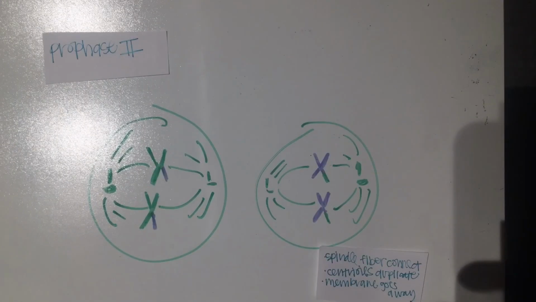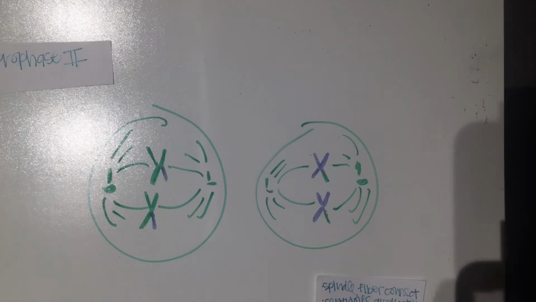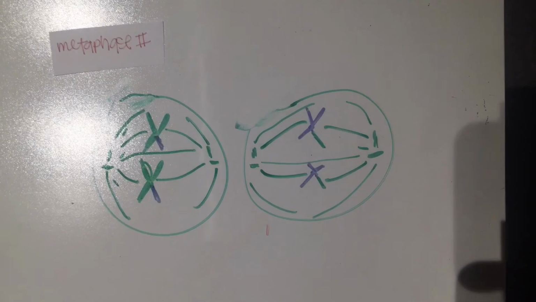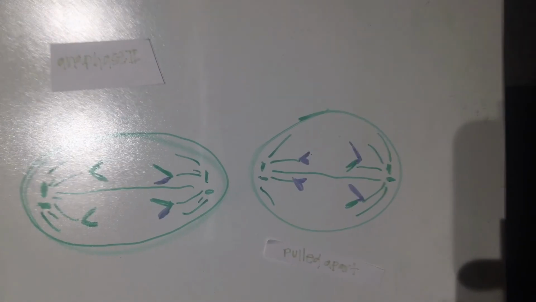Prophase 2, the membrane goes away and the centrioles duplicate. In metaphase 2, the chromosomes line up in the middle. In anaphase 2, the paired chromosomes get pulled apart.